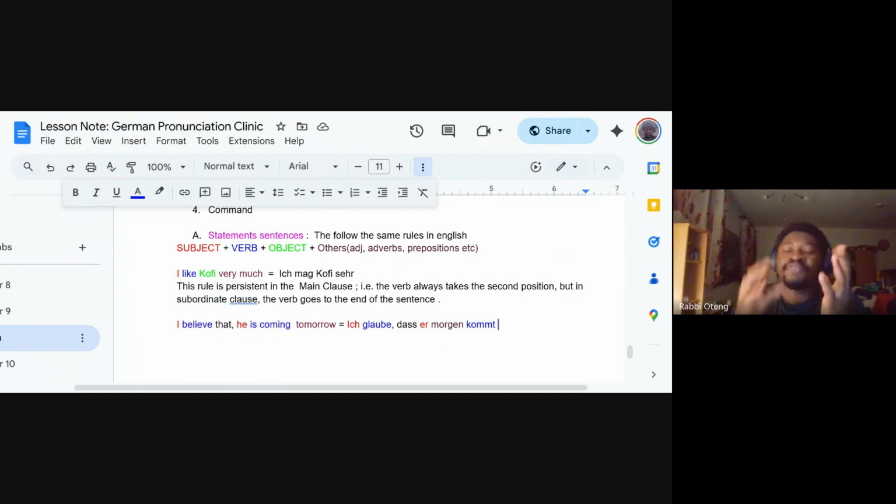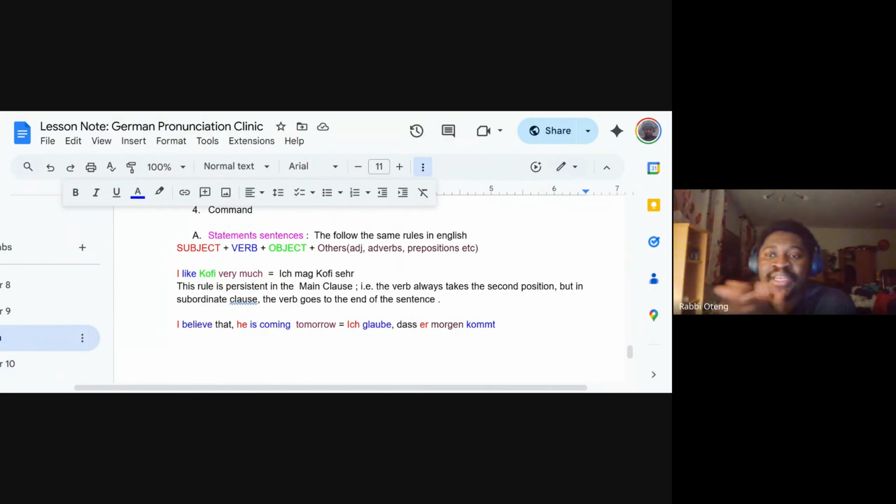When you're making any statement sentence, most of the time that's the sentence we make. Like, oh, he's coming, I don't know what he said. Most of the time, the sentences we use in conversation are statements.